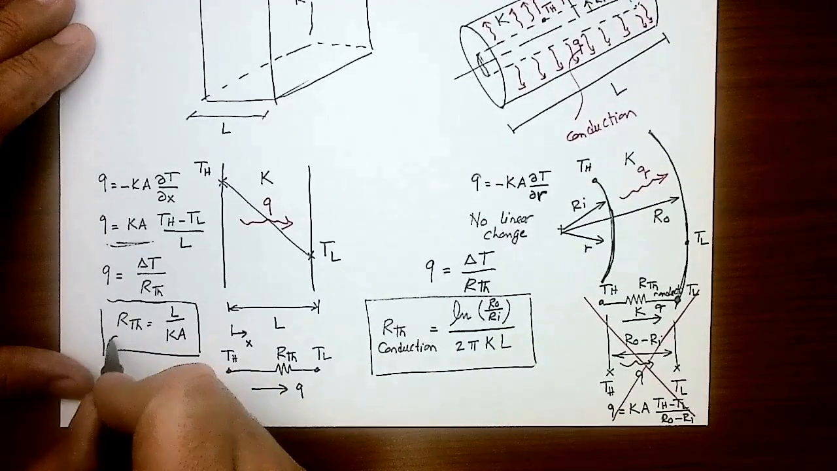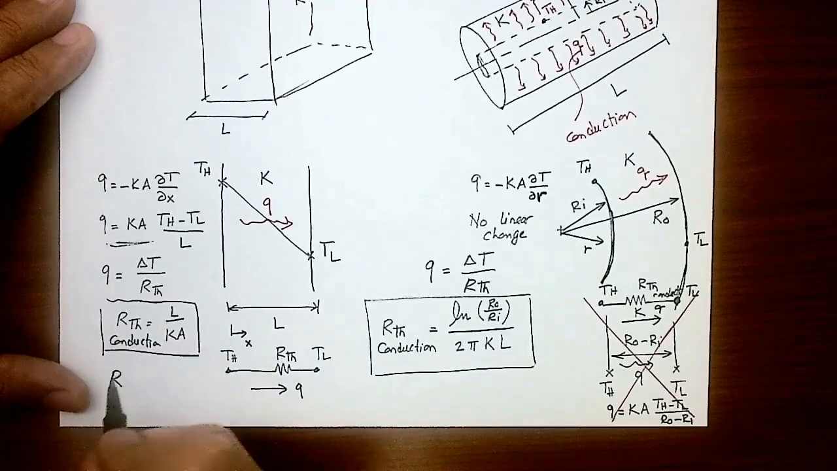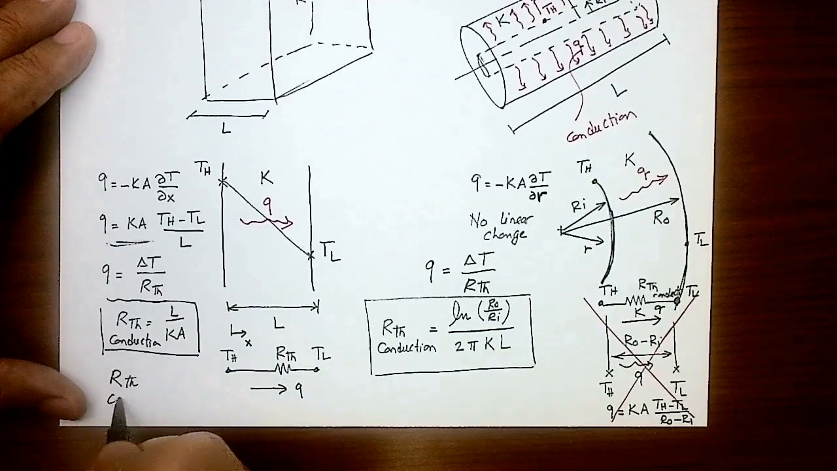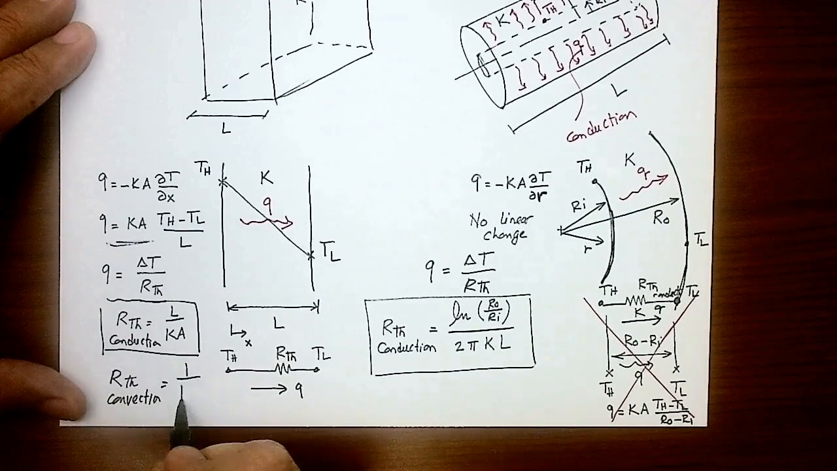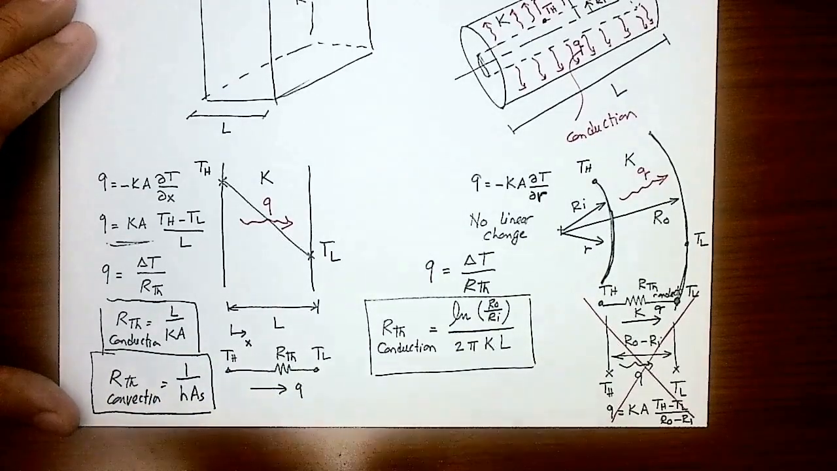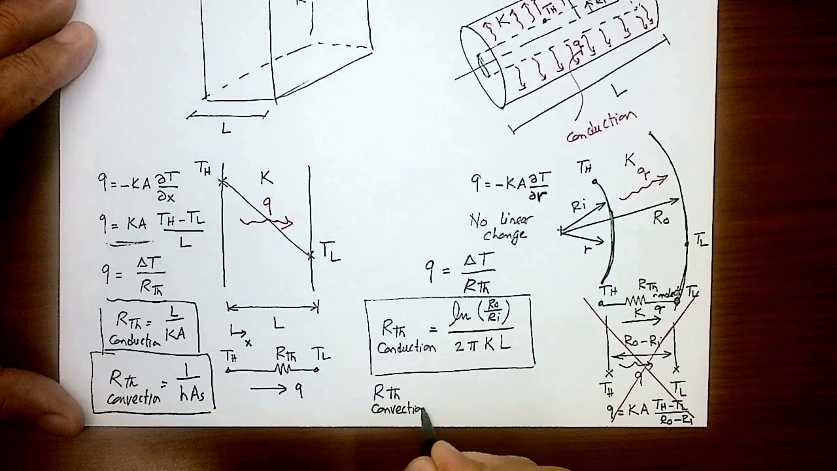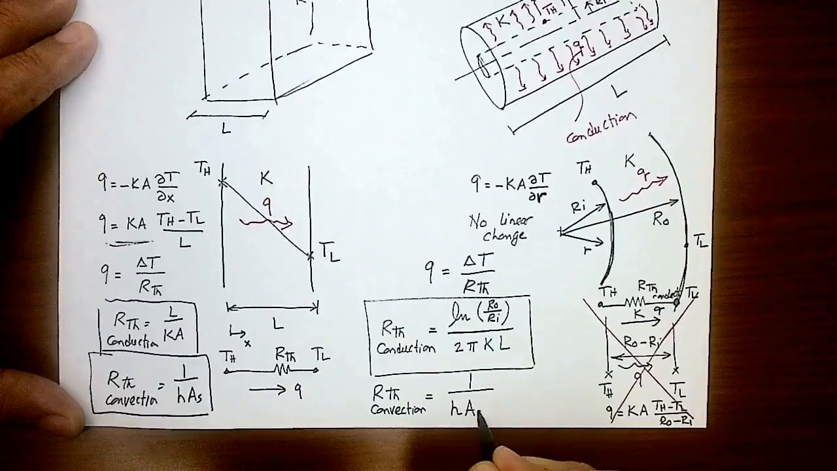Remember, this was conduction, right? In the plane wall, what was the R thermal convection? It was 1 over H times the surface area. That's for the plane wall, right? This equation is still valid for the cylinder too. So R thermal convection is equal to 1 over H times the surface area.